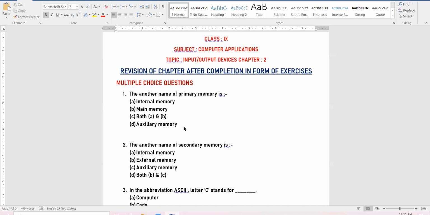Okay, Gaurav, you answer the question. Sir, both A and B. Very correct. The correct answer is both A and B.